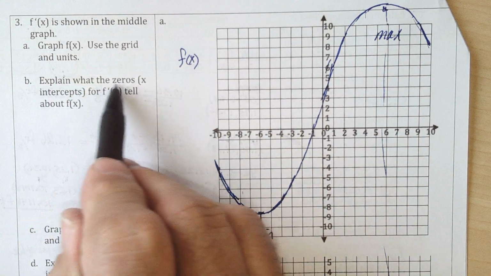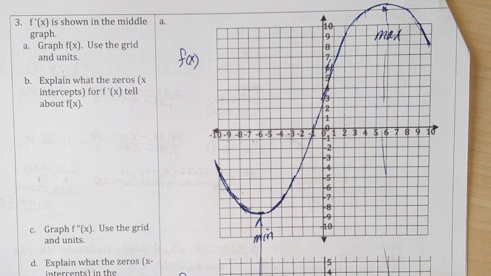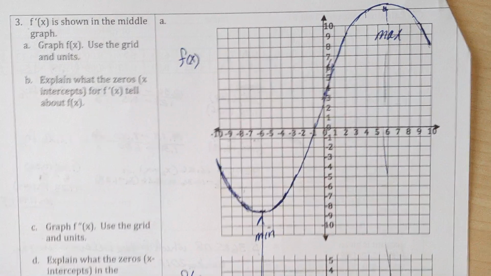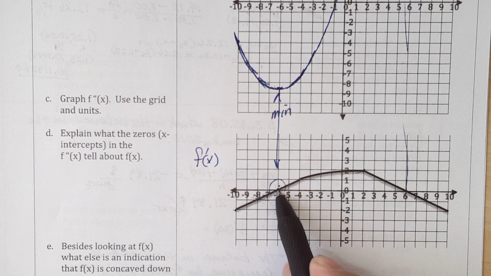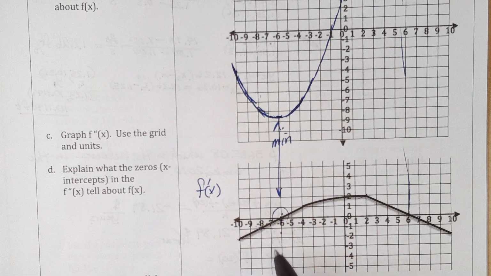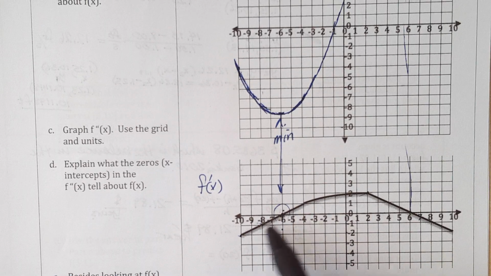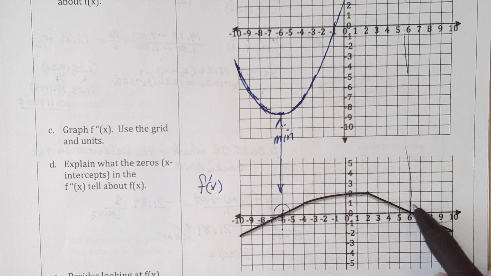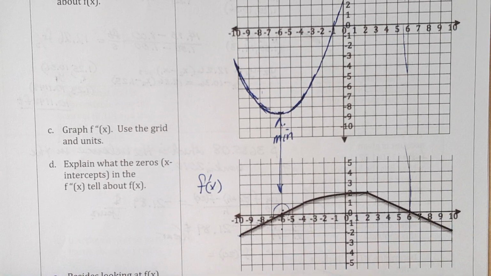So explain what the zeros, x-intercepts for this one, this is f prime again. The x-intercepts are telling us that we have a min if it's going from a negative slope to a positive slope, negative values to positive, or going from a positive to a negative, we're getting a max.